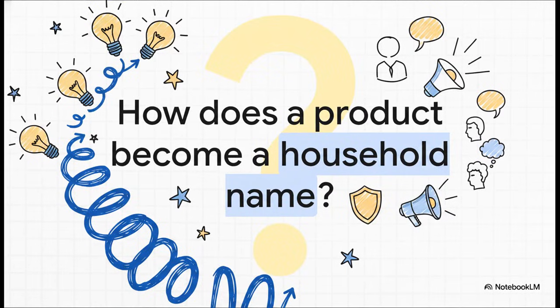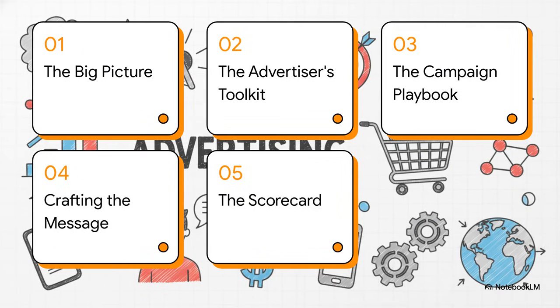So let's just start with a really big question. Think about it. How does a product go from something nobody's ever heard of to a brand that's in everyone's home? Well, the answer is all about mastering one of the most powerful tools you'll ever use, advertising. So here's our game plan. We're going to start with the big picture, then we'll dive into the advertiser's toolkit. After that, we'll run through the campaign playbook, figure out how to craft a perfect message, and finally, check the scorecard to see if any of it actually worked. You ready? Let's do this.